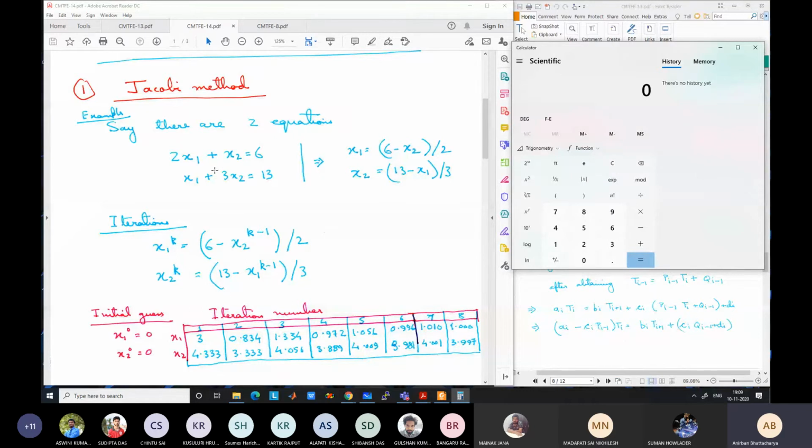I can start with x1 equal to 1 or x1 equal to 1000, x2 equal to 1000. We don't have any idea whether it is 1000, or 1, or minus 1000, because here there is no initial condition known. So let us start with x1 equal to 0, x2 equal to 0.